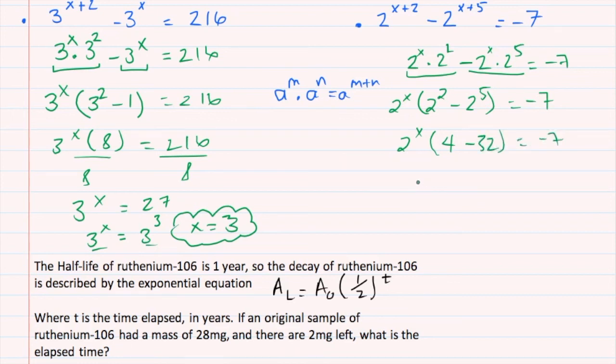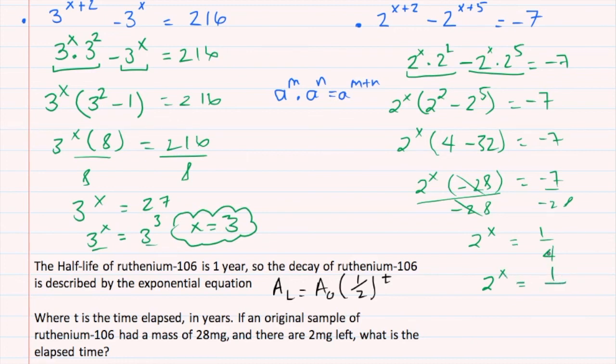So if we just take it step by step, it's not so complicated. 4 minus 32 is minus 28, is equal to negative 7. So we're going to divide both sides by negative 28. This cancels out. 2 to the power of x is equal to, this becomes positive, 1 over 4. Oh my goodness, what are we going to do now? Now, if you remember my older videos, you will be okay. So 4, like we said earlier, is 2 squared, right?